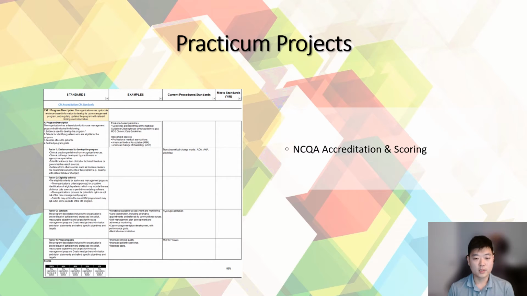The scoring was done after each section, and at the end of the project, we did see that Netrin did not meet standards, but that was okay. An action plan was created to improve other areas of the care management program.